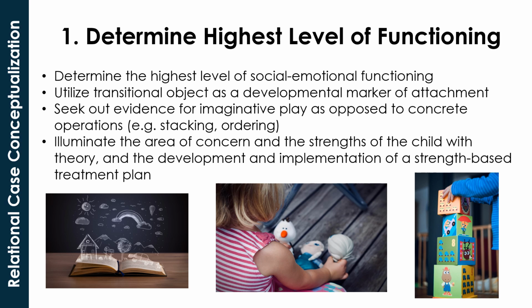So the first step is to determine the highest level of social emotional functioning that the child has achieved. When were they functioning well? What was happening? Who were they living with? What was their teacher? What was their environment like that supported this expression of health? We can utilize the transitional object as a developmental marker of attachment. So if the child does have this, that becomes a very significant marker that the relationship at that time was good enough and could be internalized.